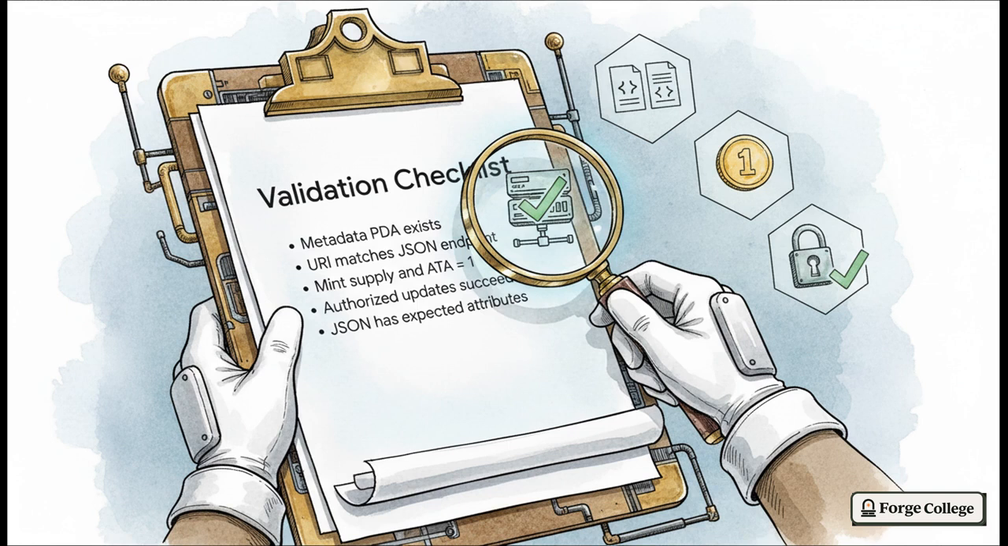Second, when you fetch the metadata, does the URI precisely match your uploaded JSON endpoint? Third, if you're making an NFT, verify that the mint supply equals exactly 1 and your ATA balance is exactly 1. Fourth, let's test your security. An unauthorized update should outright fail, while an authorized one should succeed. And finally, double-check that the JSON at the end of your URI actually has the image and attributes properly formatted.